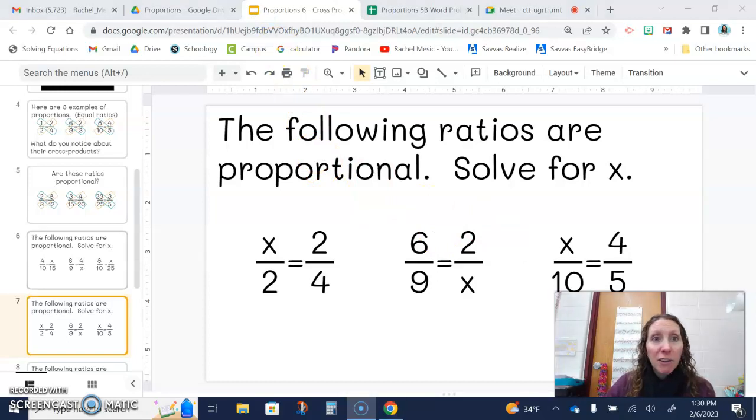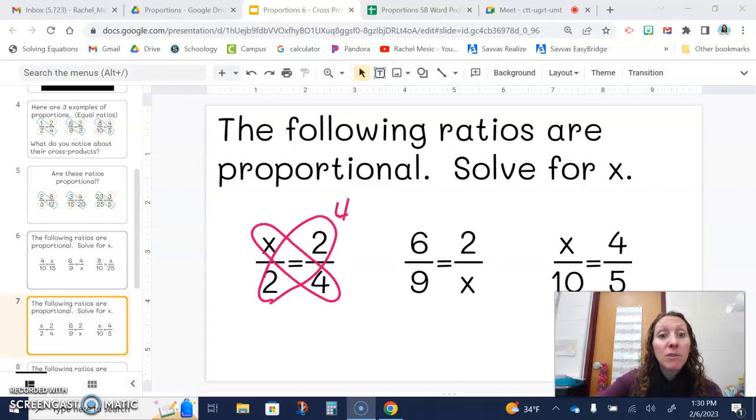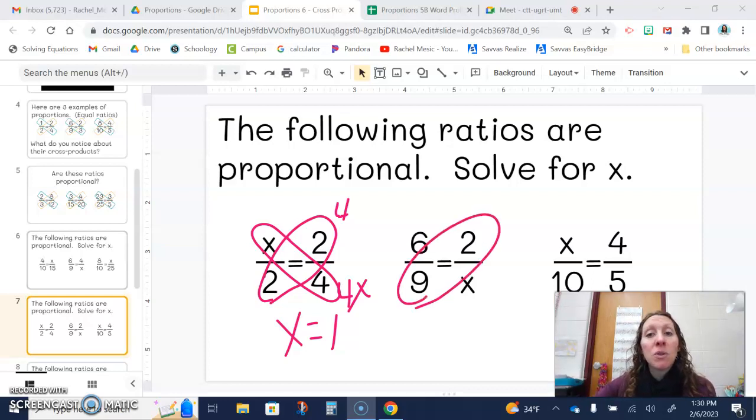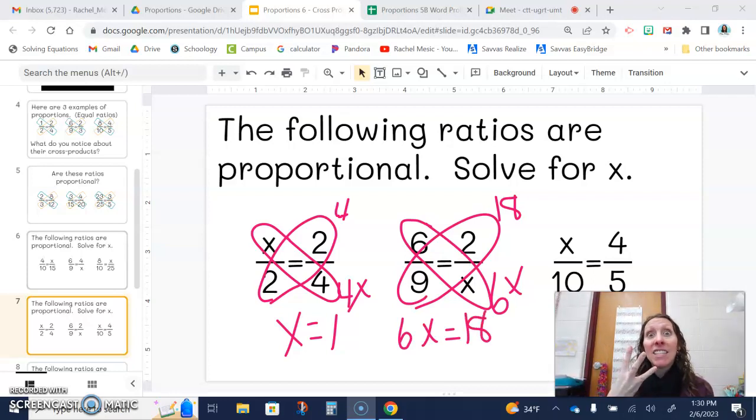Right, here's a few more. So 2 times 2 is 4. X times 4 is 4x. So 4 times some number is 4. That one's pretty easy to do in our heads. So that one's 1. 9 times 2 is 18. 6 times x is 6x. So 6 times some number is 18. 6, 12, 18. X is 3.